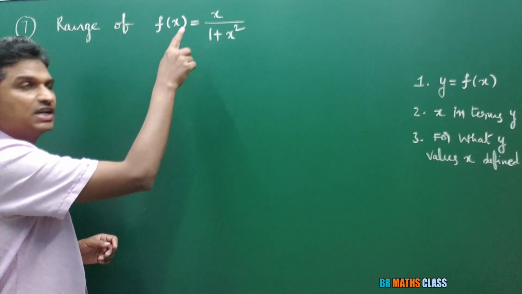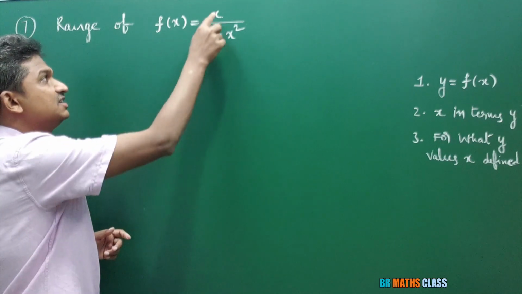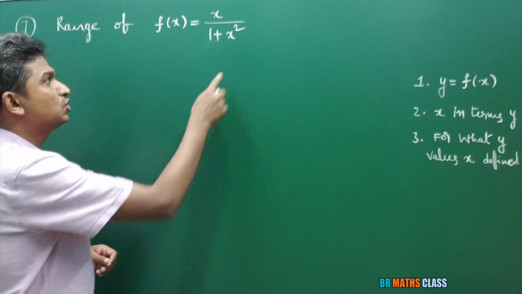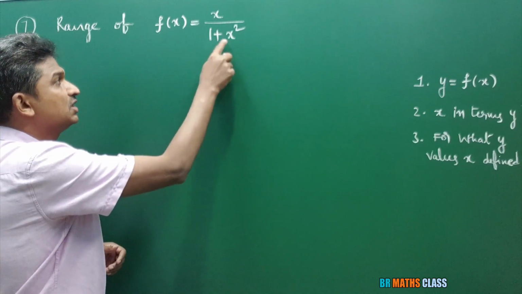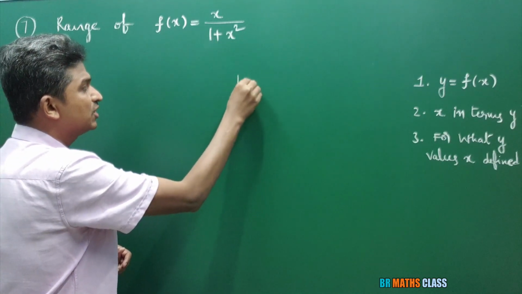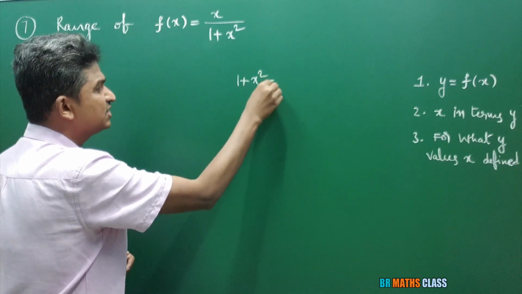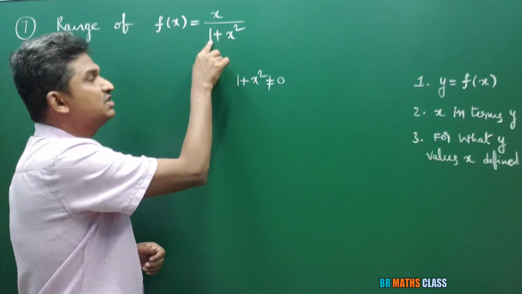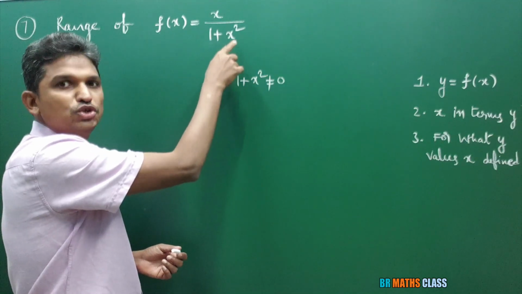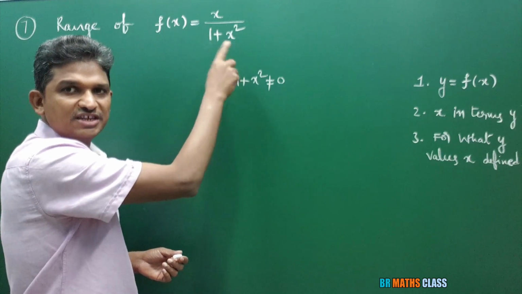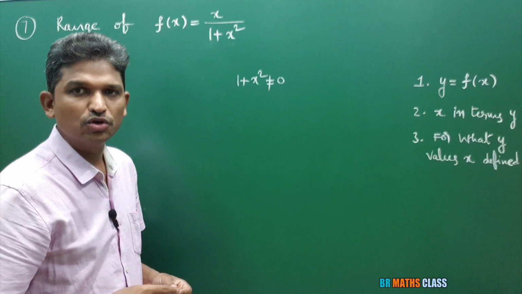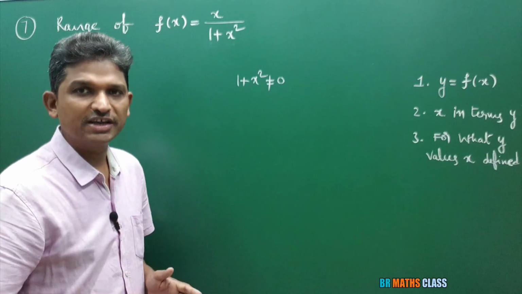First, I want to calculate domain of this function. As it is in the form of f of x divided by g of x, this g of x cannot be equal to 0. You can observe here, this is 1 plus x square. This 1 plus x square will never be 0 because its minimum value is 1. So whatever real x you take, this denominator is not going to be 0. So domain of this function is all real numbers.